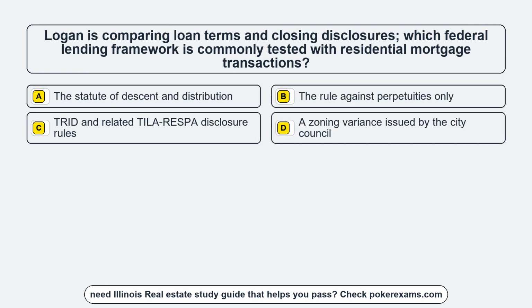Question 11. Logan is comparing loan terms and closing disclosures. Which federal lending framework is commonly tested with residential mortgage transactions? Option A, the statute of descent and distribution. Option B, the rule against perpetuities only. Option C, TRID and related TILA-RESPA disclosure rules. Option D, a zoning variance issued by the City Council.